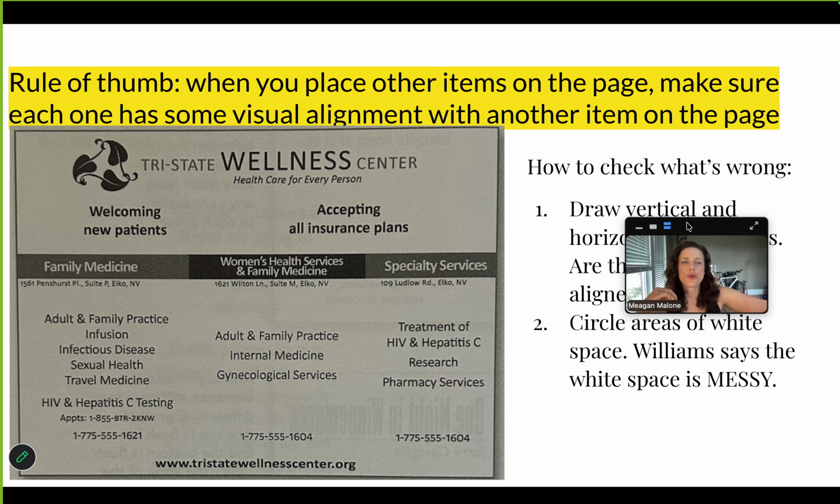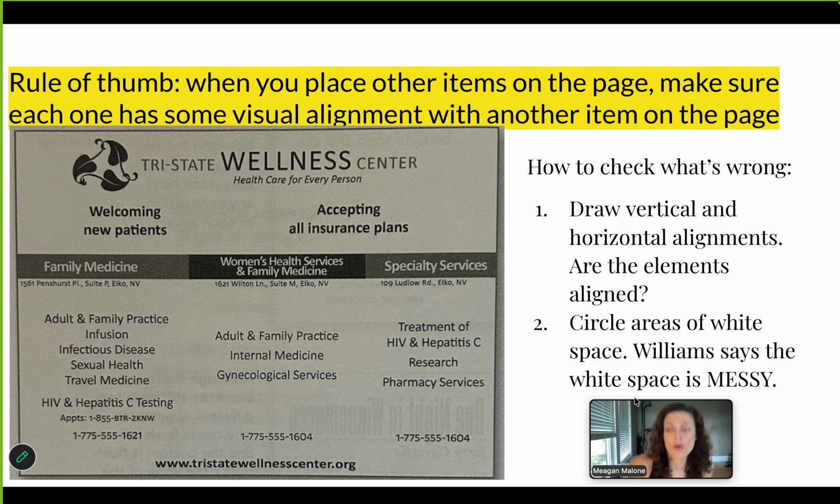So what I want you to do is I want you to pause this video. I want you to look at this piece of design and I want you to see if you can draw those invisible lines to connect the elements here and find out where are the problems with the alignments. If you circle also the white space, does the white space feel a little bit not uniform or a little bit messy? So I want you to pause this video, look and see what you can determine about the problems with this alignment.